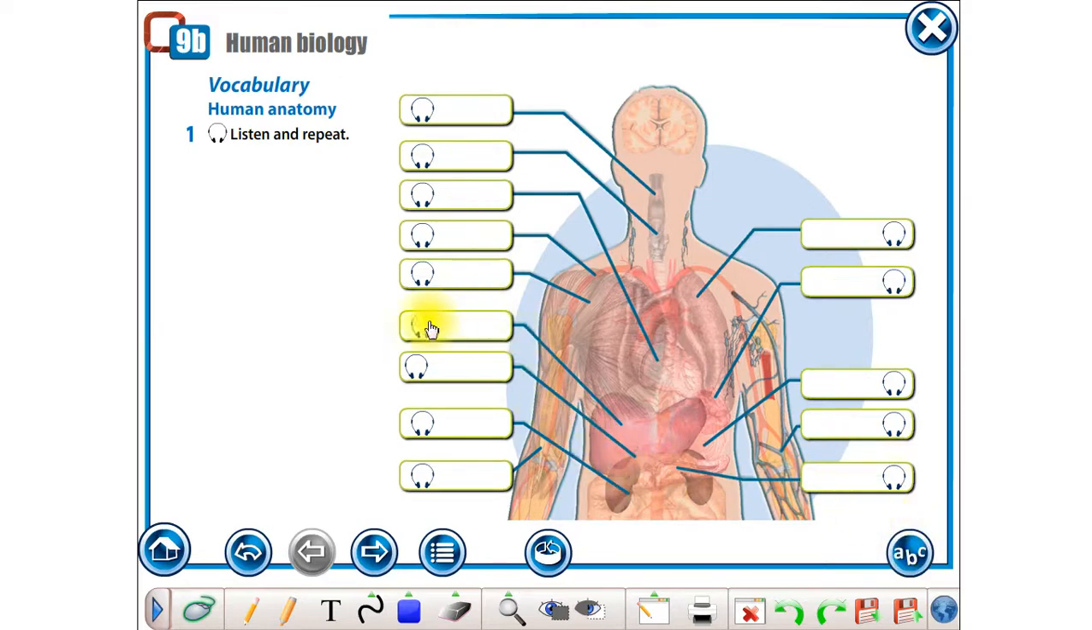Okay, so let's start. Do you remember? Liver, pharynx, lungs, pancreas, stomach, larynx, kidneys, arteries, spleen, veins, heart, muscles, skeleton, gallbladder. Thanks a lot for your job. I suppose you are successful.